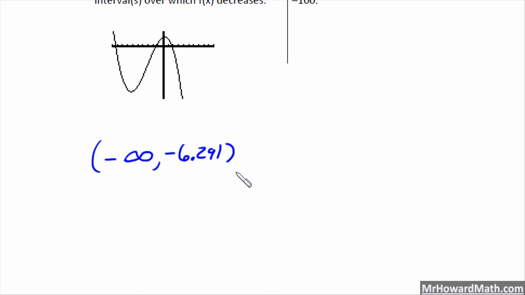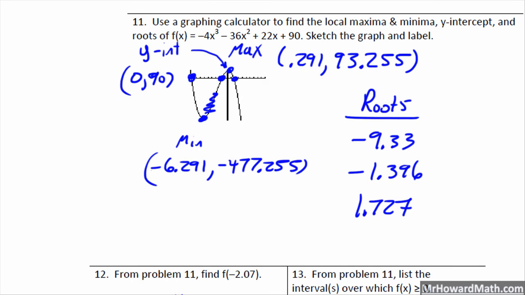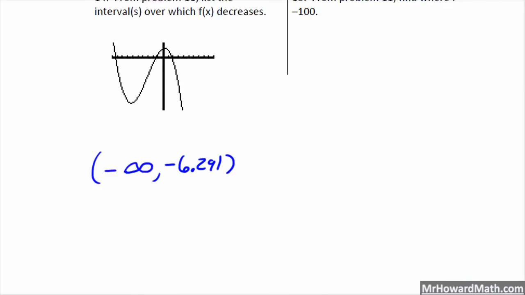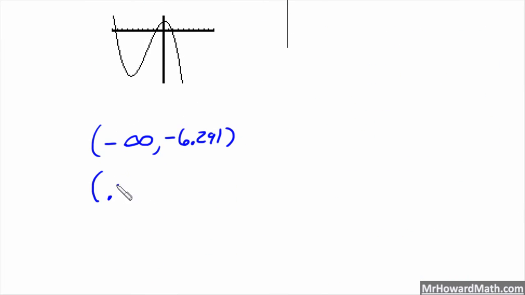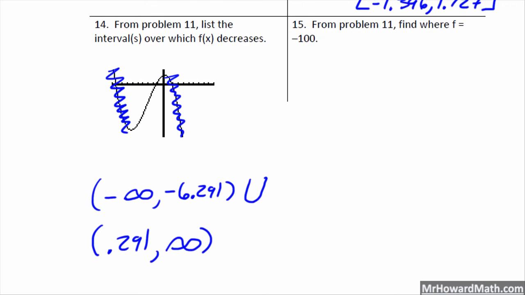And then again, this interval would be from the x value of this local max up here, which we found up here earlier, 0.291. So 0.291 to +infinity. And we could put the union symbol between them. So that one is 0.291 to infinity. This area where it's decreasing is -infinity to -6.291. So that answers number 14.